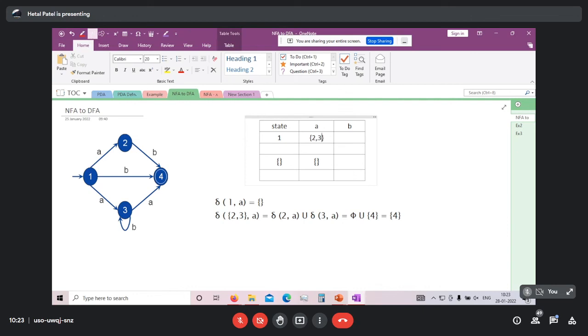Just give me the input quickly. Are you able to see the screen? Yes, ma'am. I'm right now switching to Microsoft OneNote. Are you able to see? Okay, fine. Yes, ma'am. So, design the transition table. All of you just give me the input here. What should be this one? Is it right?